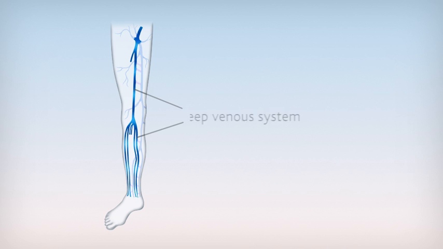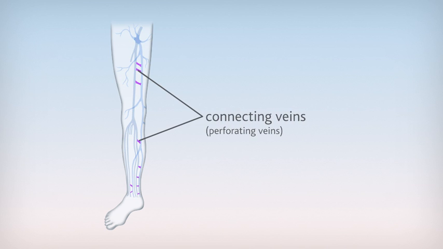The deep venous system is located deep inside the legs. It transports about 90% of the blood back to the heart. The superficial and deep venous systems are interconnected at certain places by connecting veins.